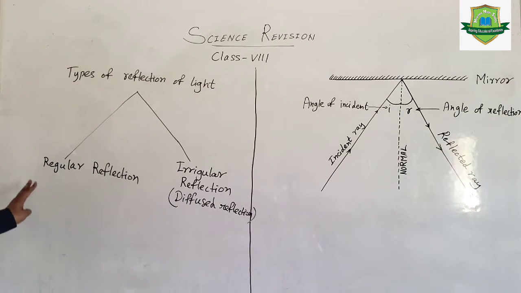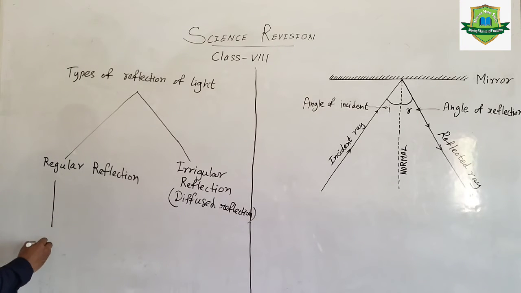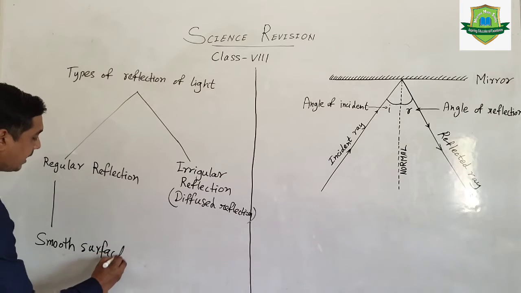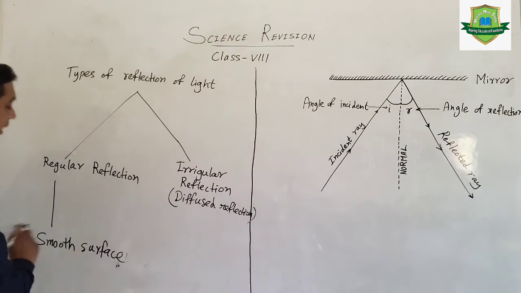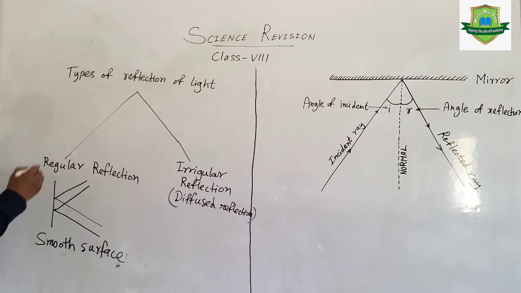Okay dears, now let's see what is regular reflection. When light falls on a smooth surface, okay dears, what happens? It will be reflected in one direction, isn't it? Such types of light reflection we call regular reflection. Dears, if it comes like this also, again it will be reflected like this only, okay? So such kind of reflections we call regular reflections.